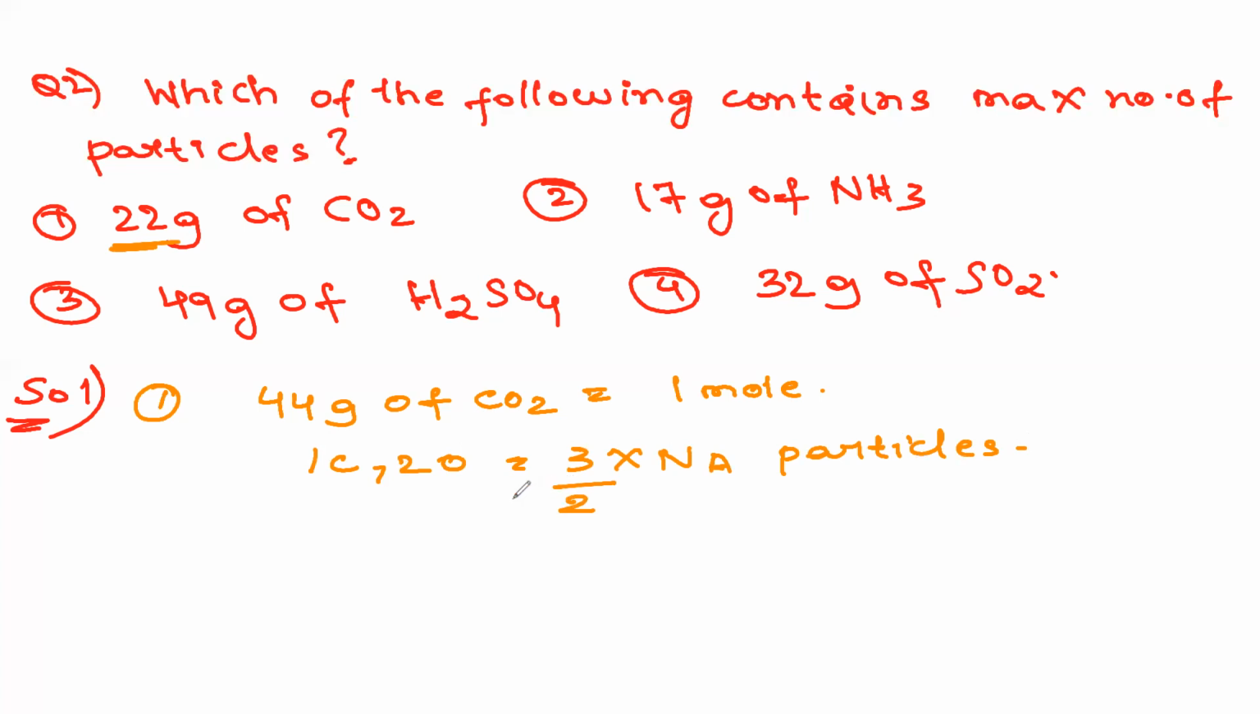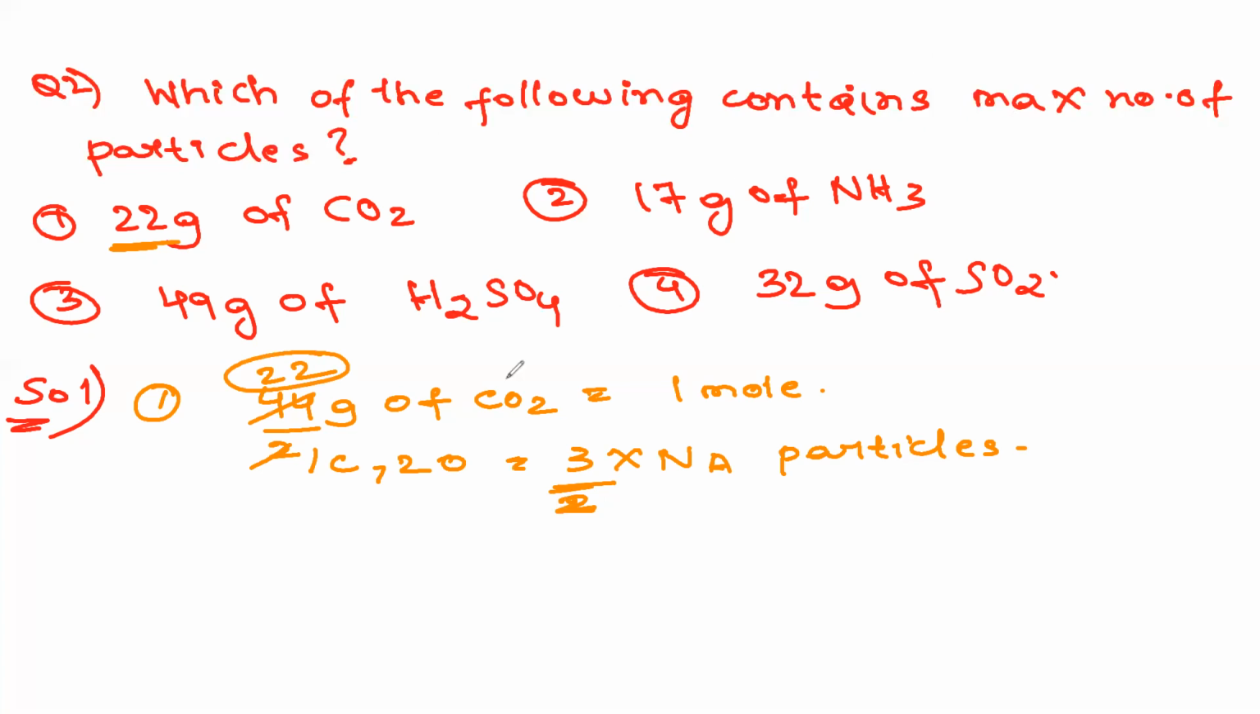Verifying again, they have given 22 grams, and 44 grams of carbon dioxide is 1 mole. So 22 grams is 1 by 2 mole. So 1 by 2 into 3 into Avogadro number of particles. So it is 3 by 2 into Avogadro number of particles.